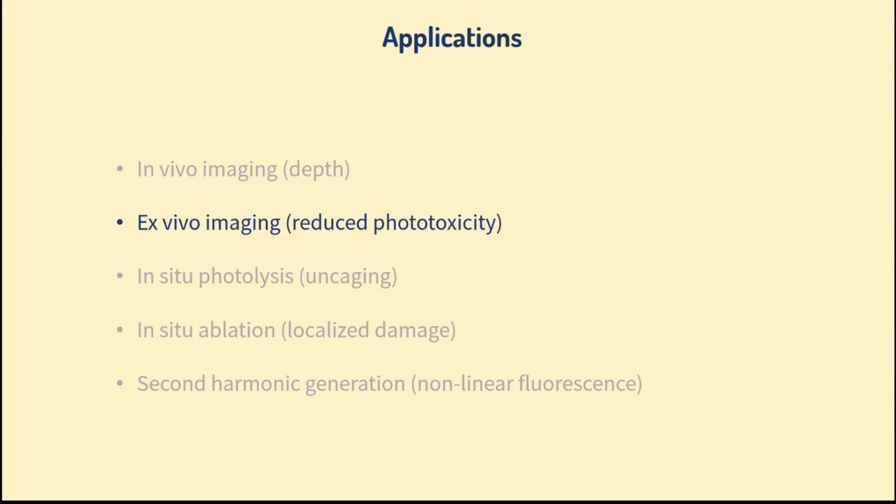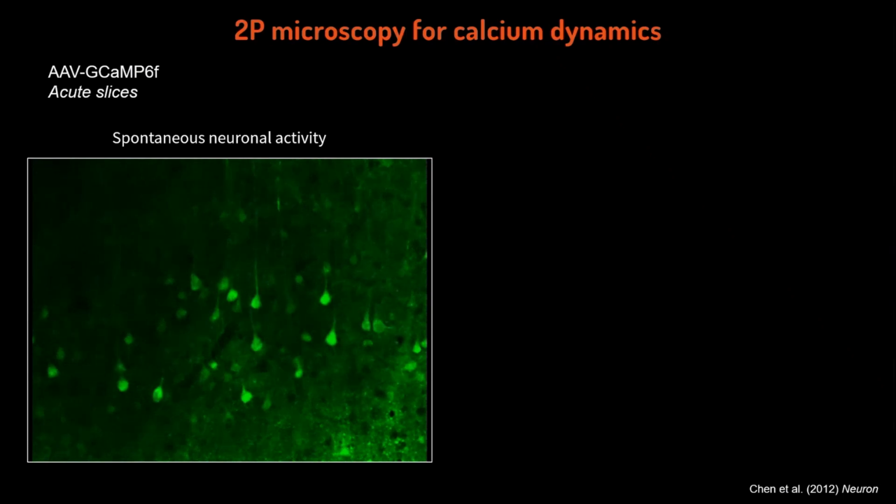And the last application, and the one that we'll explain, I don't know if I have time. Yeah, we're okay, we have like 10 minutes. It's the ex vivo imaging that we use. We use the two photon mostly for the reduced phototoxicity, and this is why we use it for microglia.